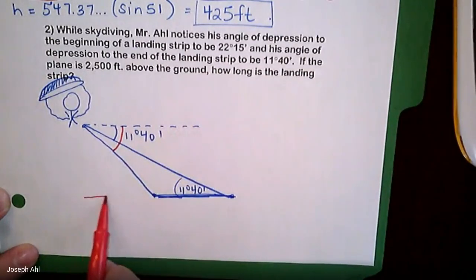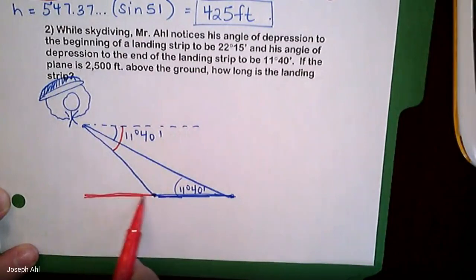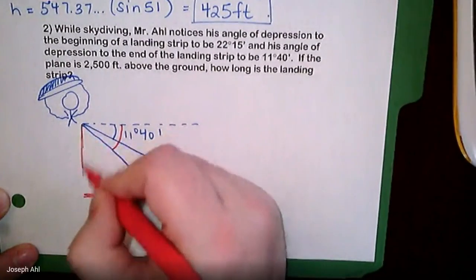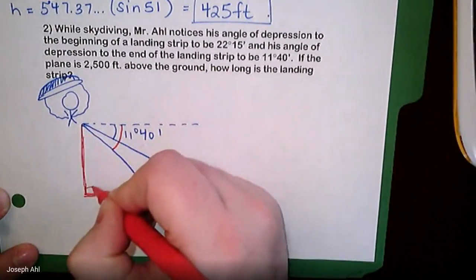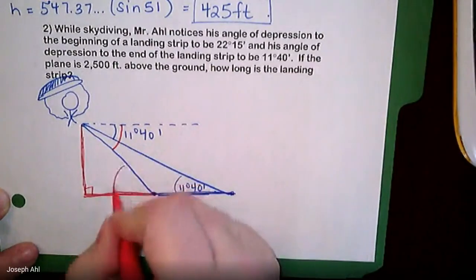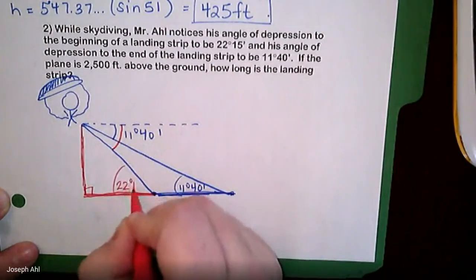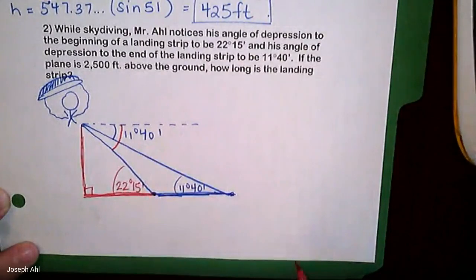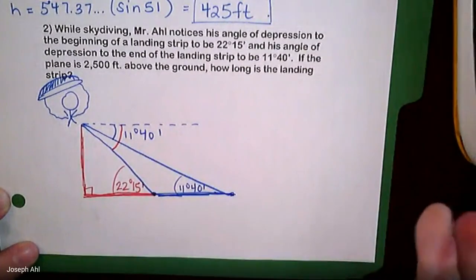So if I were to copy that part over, I kind of need to extend the ground out. Maybe I'll drop a vertical from where I am and call this whole thing 22 degrees, 15 minutes. Okay. So that's what the picture's starting to look like.